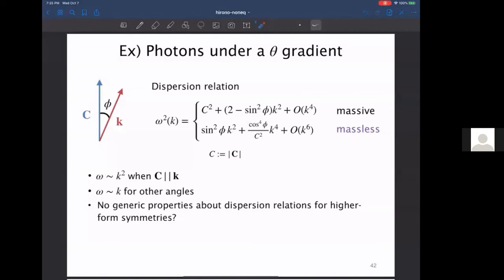So this is omega squared as a function of the momentum, expanded in small k. And there's also a massless mode here. The dispersion relation seems to depend on the direction of the propagation and its relation to this constant vector. If the propagation direction is parallel to this vector, then it shows a quadratic dispersion relation, but for other generic angles, it shows a linear dispersion relation. So unlike the case of the zero-form symmetries, it's kind of difficult to say something in general about the possible dispersion relations in the case of higher form symmetries.